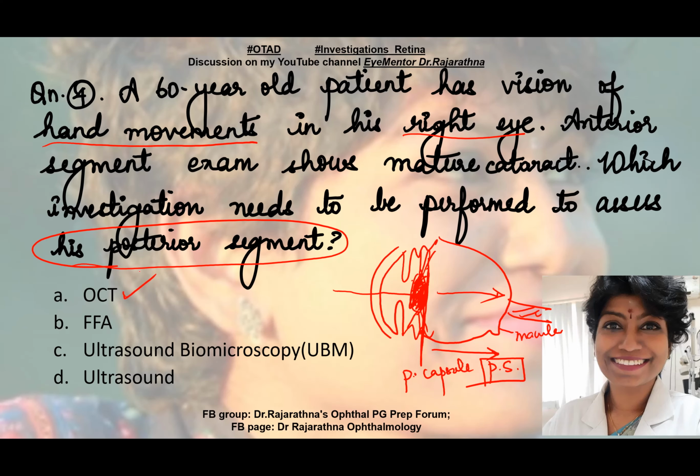OCT needs a clear media. When I say media, it refers to all the structures through which light has to pass. So all this is the media. FFA, again I need a clear media. I can't do it with a mature cataract. I can't see what's behind. Ultrasound biomicroscopy is only to examine the anterior segment. So what is left? Ultrasound.